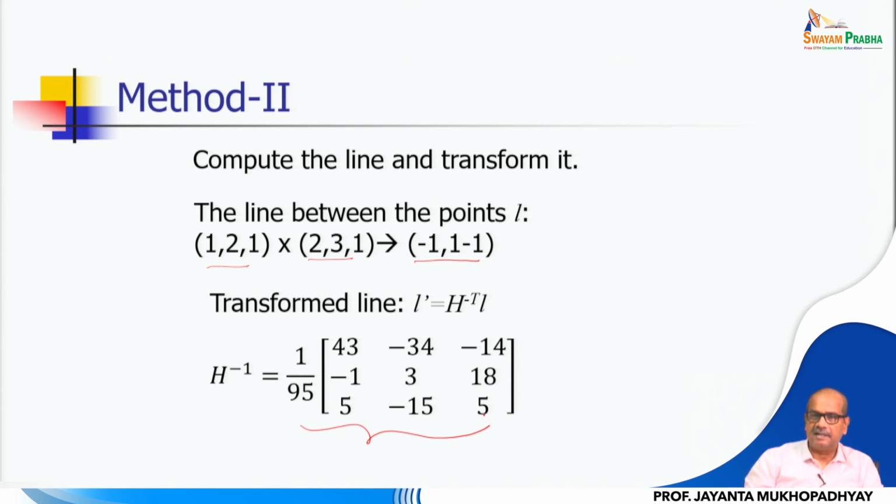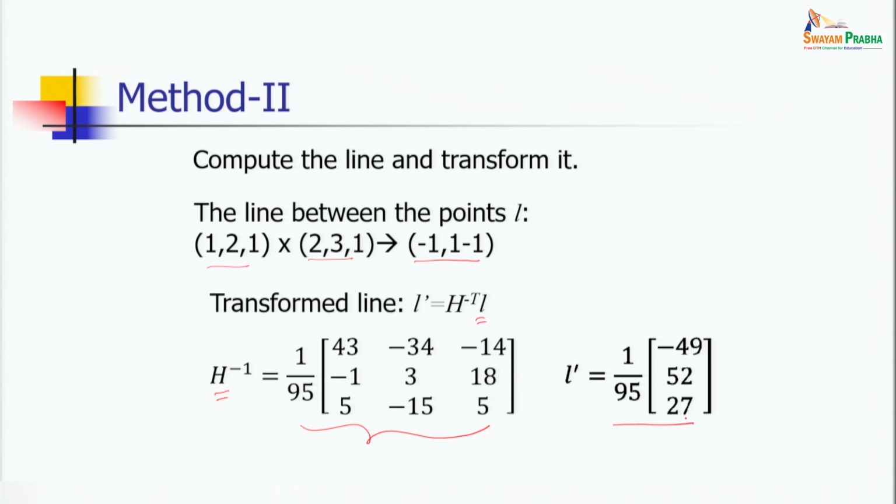And then if I multiply this inverse matrix, you have to transpose. Then you have to make a transpose and then multiply with L, and there you will get, now this is the equation. So you can see that you are getting the same coefficients with a scale, which means it is equivalent. Again, I can ignore the scale also and can express it as minus 49x plus 52y plus 27 equal to 0.